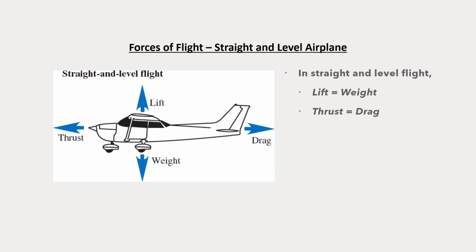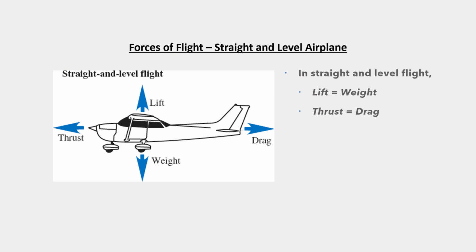So in this straight and level steady state condition, the weight is equal to the lift, so the aircraft stays level. If the lift exceeded the weight, then the flight path would tend to bend upwards so that the aircraft would transition into a climbing situation. If the weight was higher than the lift, then the flight path would tend to bend downwards and transition into a descent.